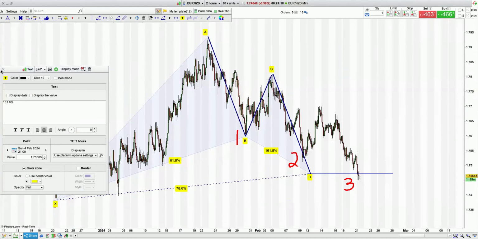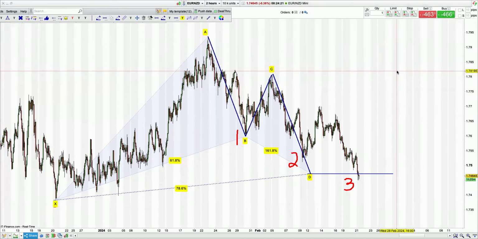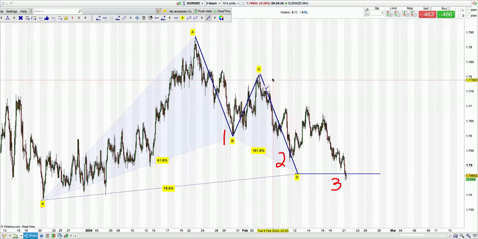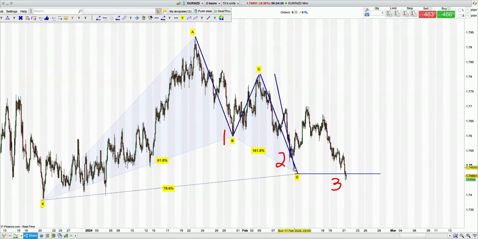We have a Gartley buy pattern in line with the market cycle. You can't really do much more than that when it comes to trading. Certainly in this methodology, that's exactly what we're looking for.